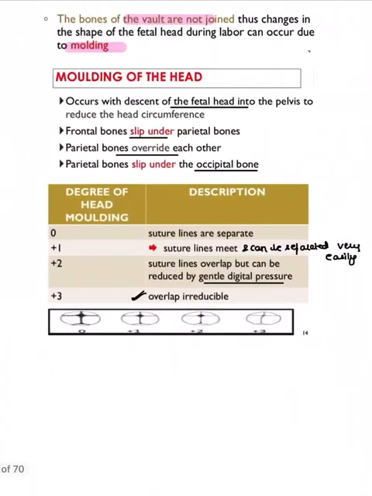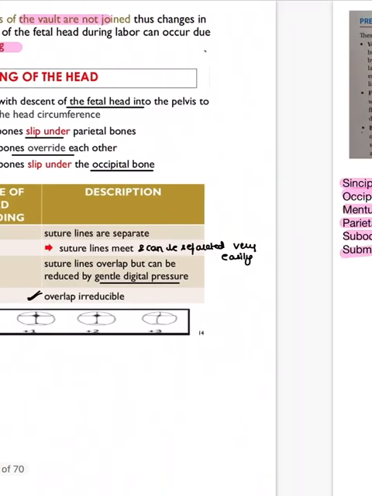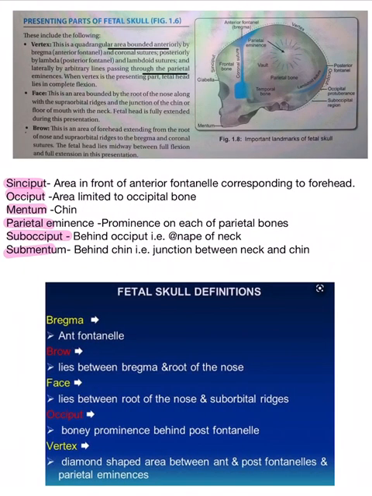So what is basically the vertex, if you see in the image? This is the vertex: a line from the anterior fontanelle to the posterior fontanelle, and on both sides the parietal eminence. This is basically the lambda. This is basically the vertex.